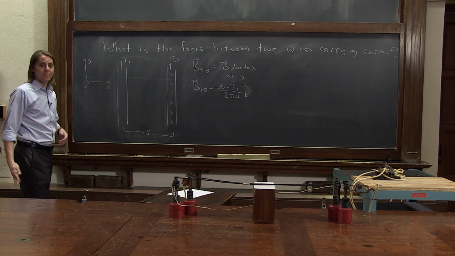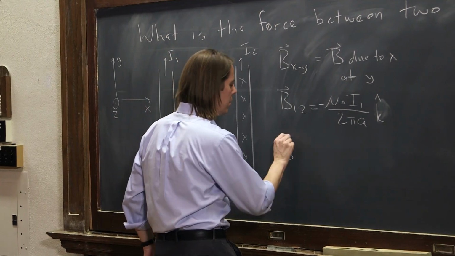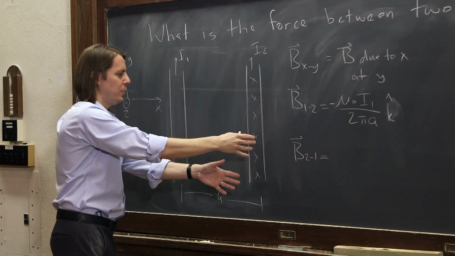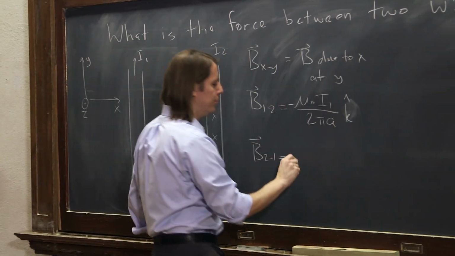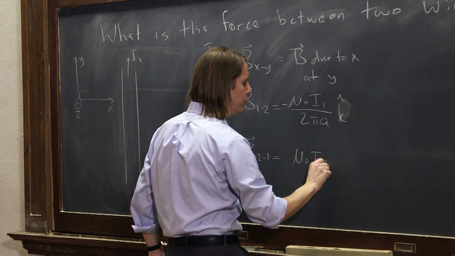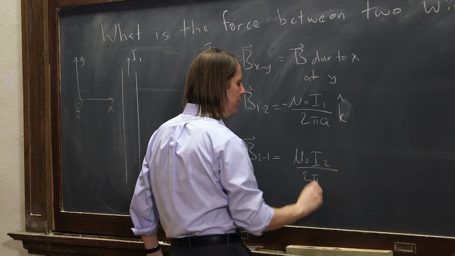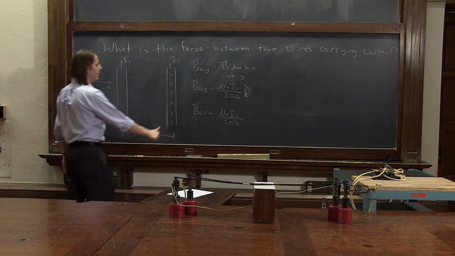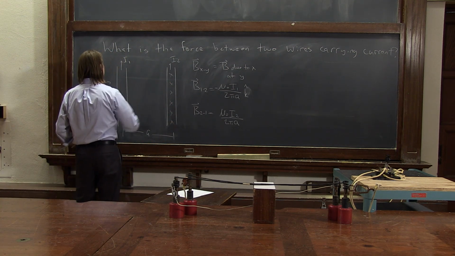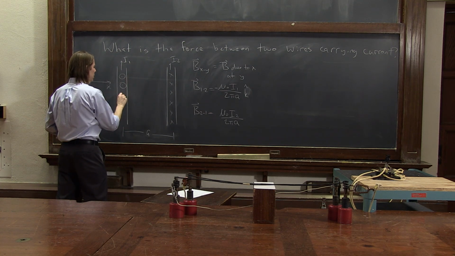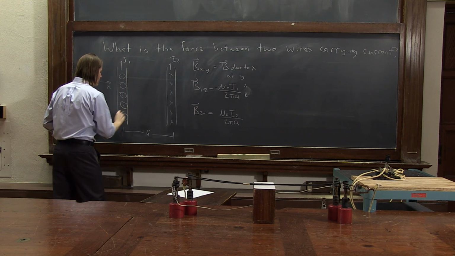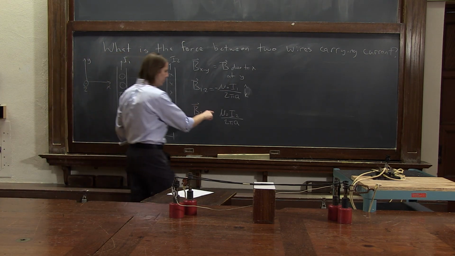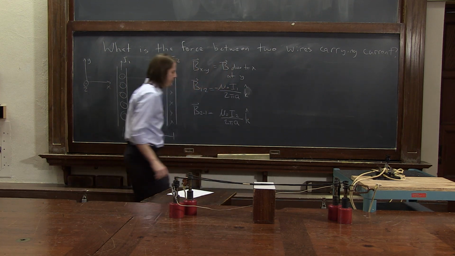Okay, so now let's get B21. Well, it's going to be very similar. This is a magnetic field due to I2 created at I1, so it's also mu naught I2 over 2 pi. It's the same separation a. Now let's see if I can actually get the direction right. Right-hand rule, thumb along I2 creates a field coming out of the board at I1. So it's in the positive z direction, so it remains positive k hat.